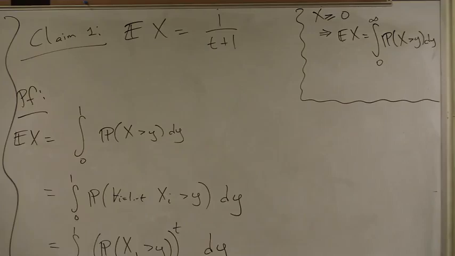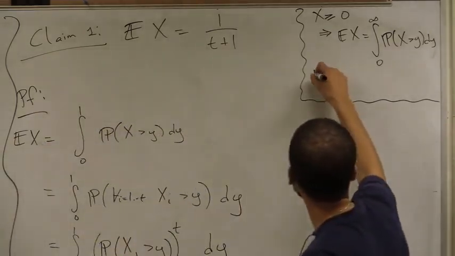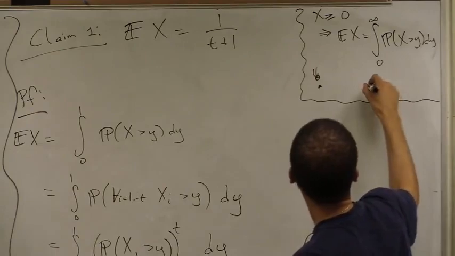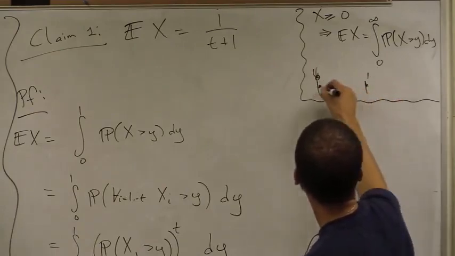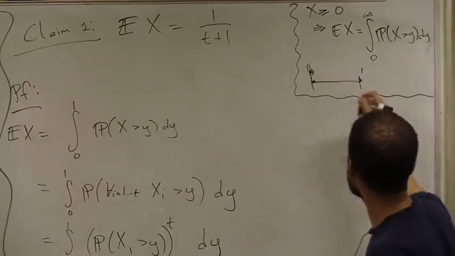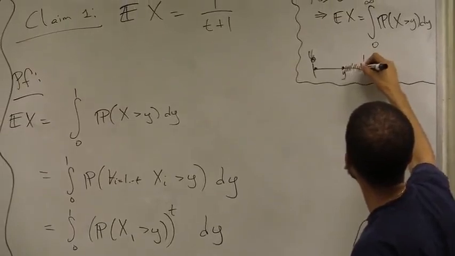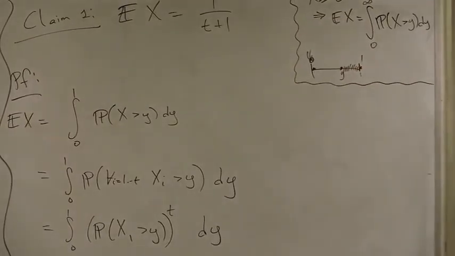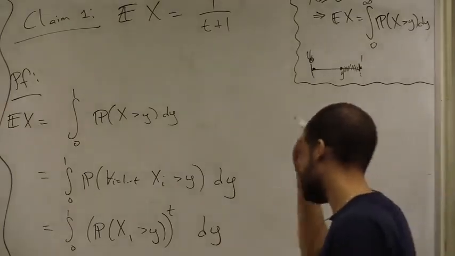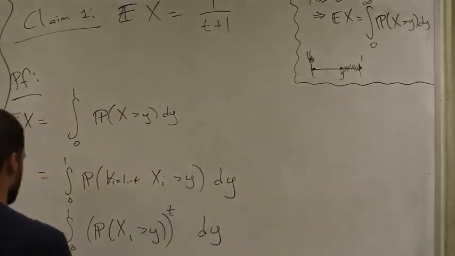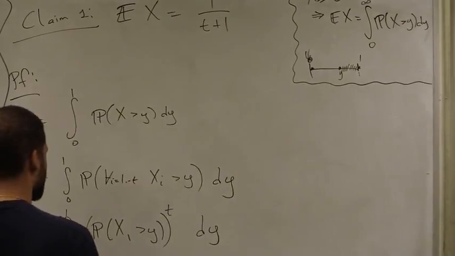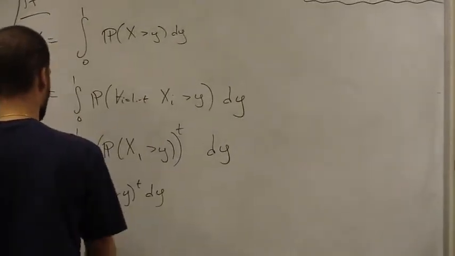You have a continuous random variable between 0 and 1. What's the probability that it's bigger than y? 1 minus y, right? Here you have 0, here you have 1. You have this continuous random variable between 0 and 1. There's y. What's the probability that it's in the shaded region, namely that it's bigger than y? It's exactly 1 minus y, the length of the shaded region. Okay. So this is equal to the integral of (1 minus y) to the t, dy, from 0 to 1.